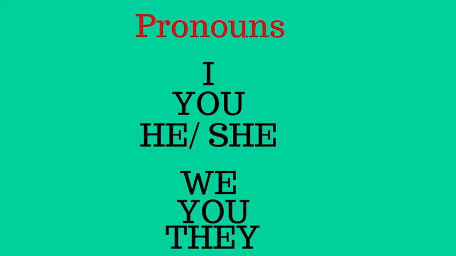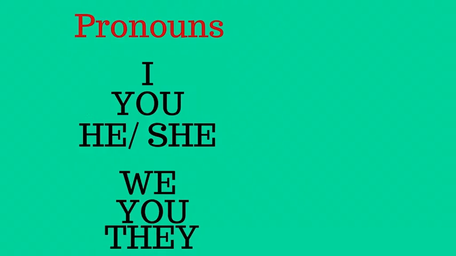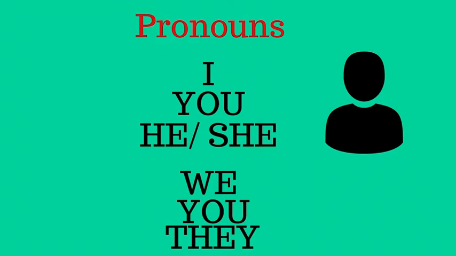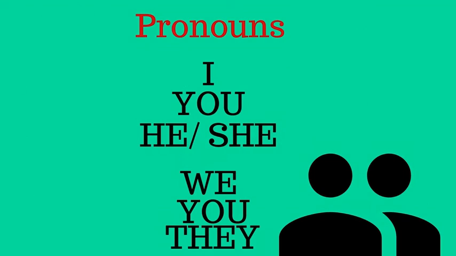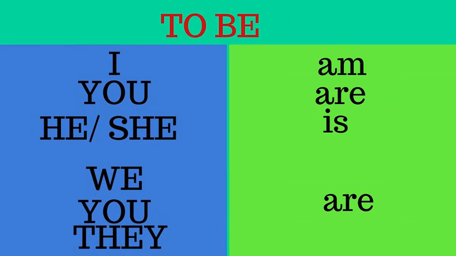So the pronouns in English are I, you, he, and she, right? And that's for one person. And you have we, you, and they, which is for more than one person, all right? And then with the verb to be, every time you change pronouns, you have a different form of a verb. You don't say I to be or you to be. You're going to say I am, you are, he is, right? So it's the verb to be, but a different form that you associate to the right pronoun.